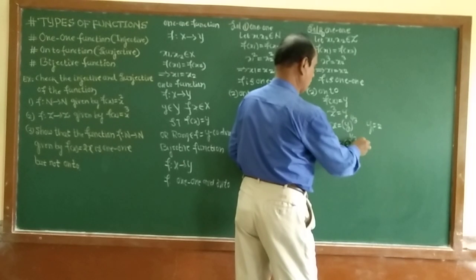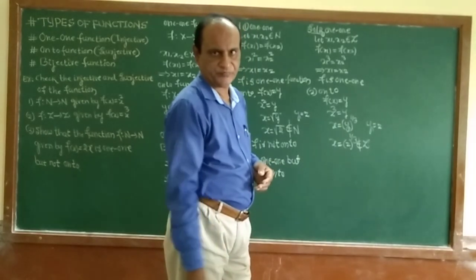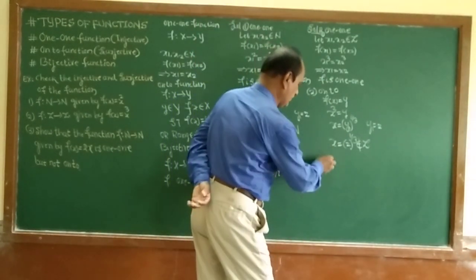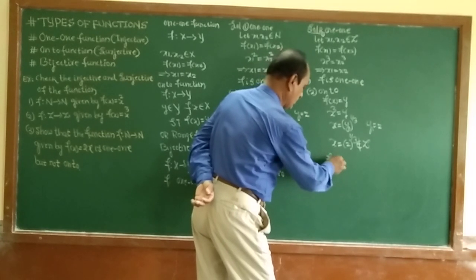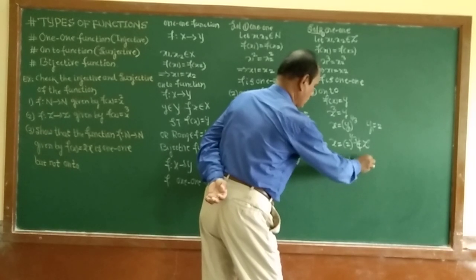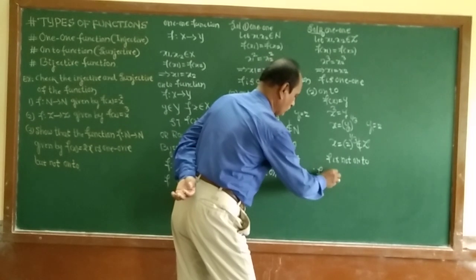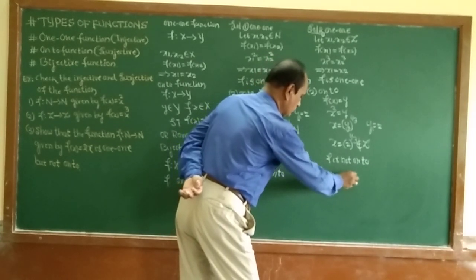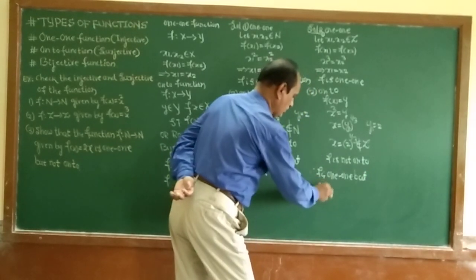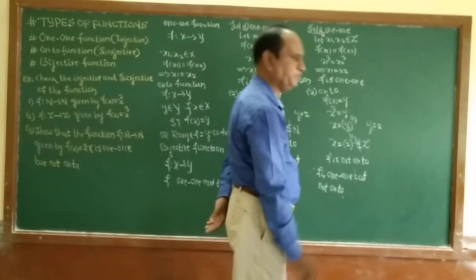So this does not belong to the set of integers. Since it does not belong to the set of integers Z, f is not onto. Therefore the function f is one-one but not onto. One-one aagtade, onto aagalla.